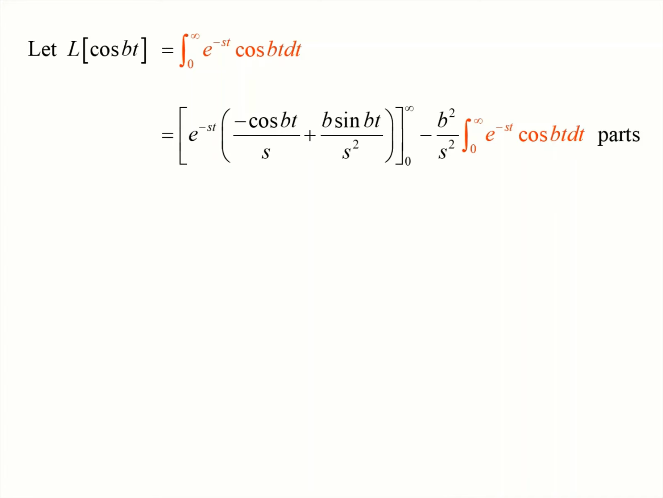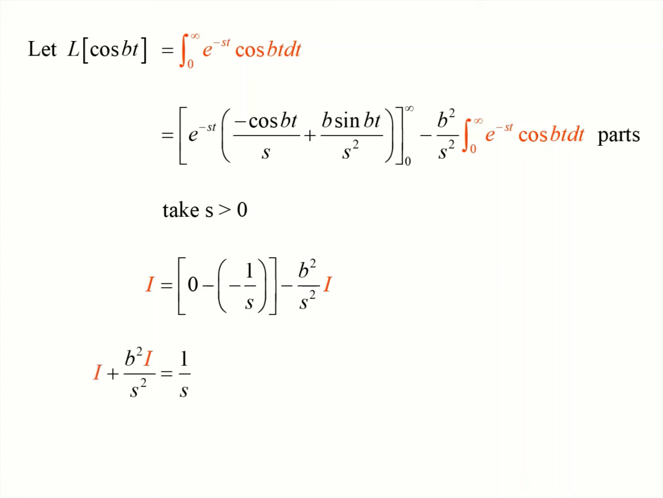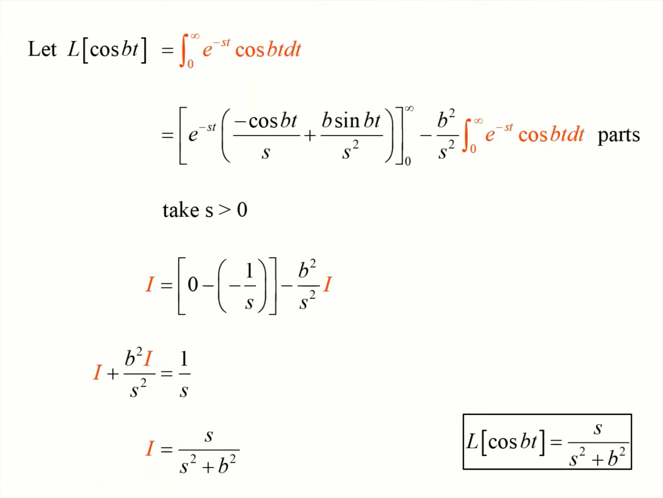You put the infinity in, you want s to be greater than 0, so you'll end up getting 0 for that infinite limit. And so I, which is our integral, equals minus negative 1 over s when you put 0 in, and then you have the minus b squared over s squared. And I'm not going to go through all the details of the integration by parts. You can fill in those blanks if you want. I solve for I, put all the I terms on the left-hand side, factor them out, divide, and I end up getting the rule for the cosine bt.